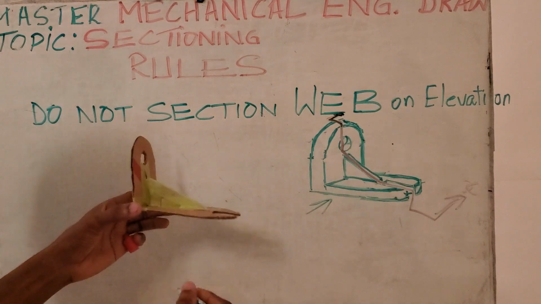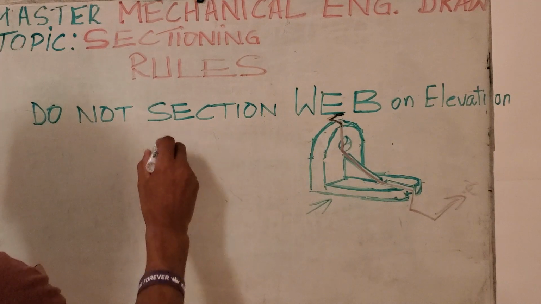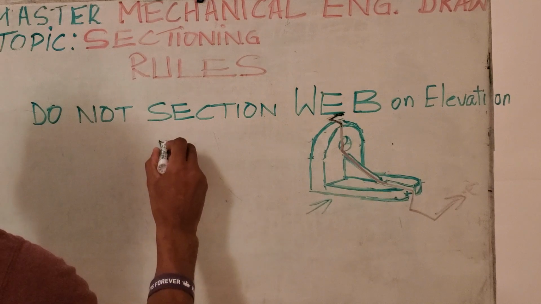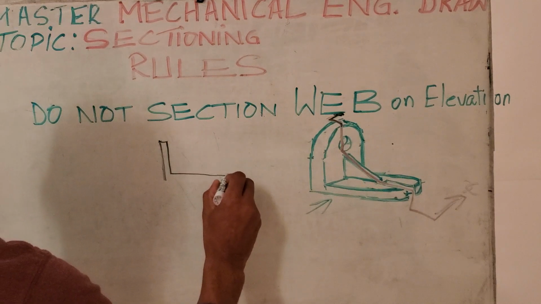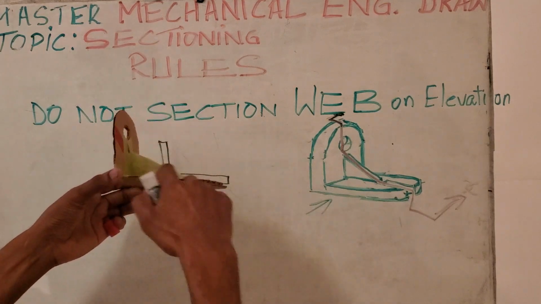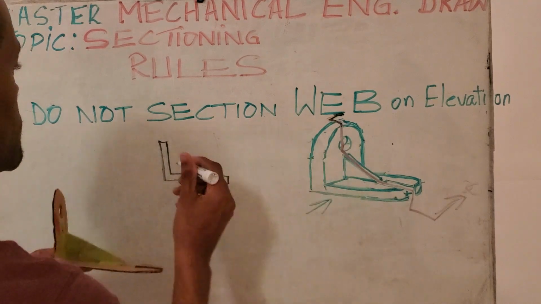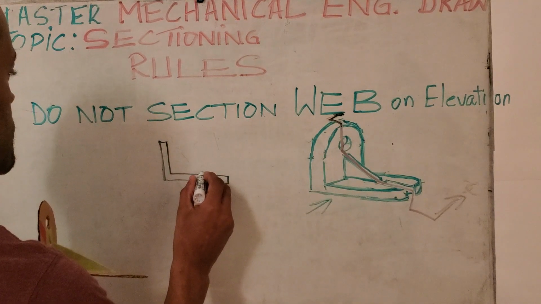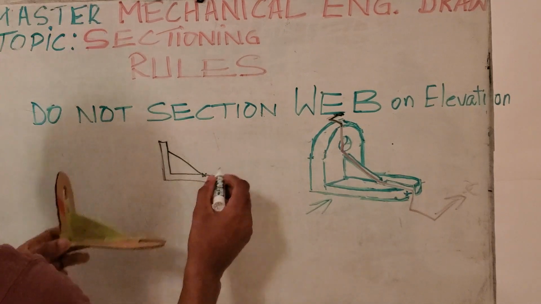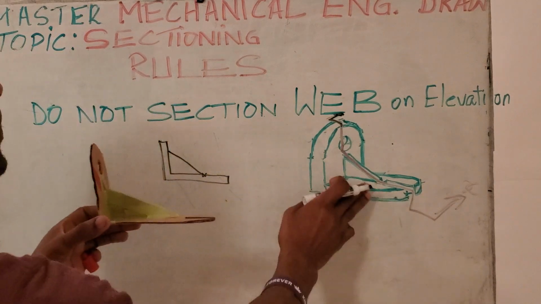Now to draw the front elevation for this, looking from here, we have this. So here we'll be seeing this. We'll also be seeing the web, which is in the form of a triangle. And we have this cutout here that we would not really see when viewed from here. It's cut over here.